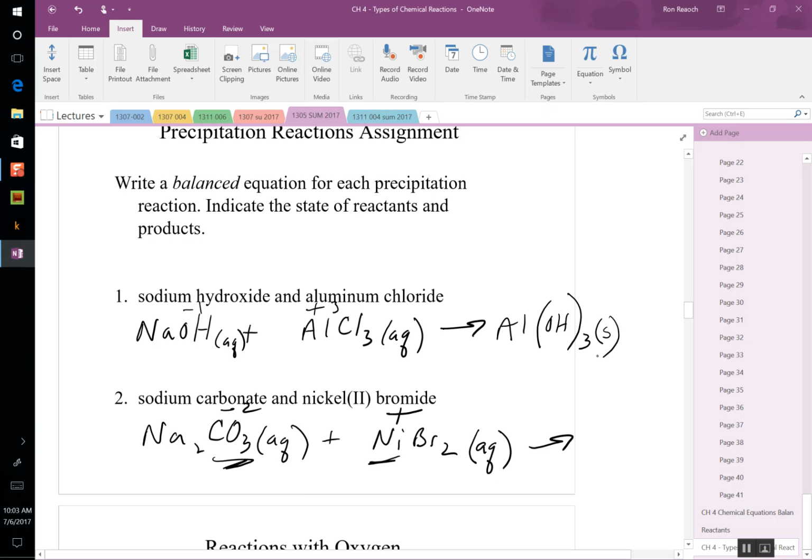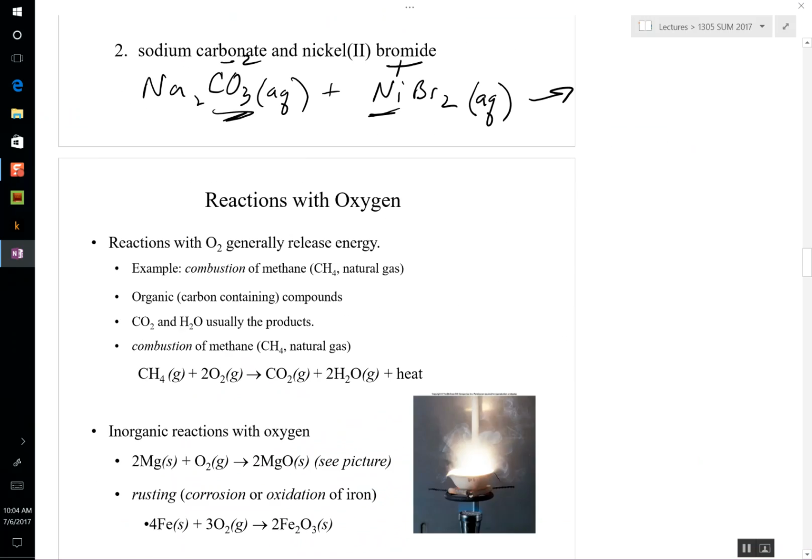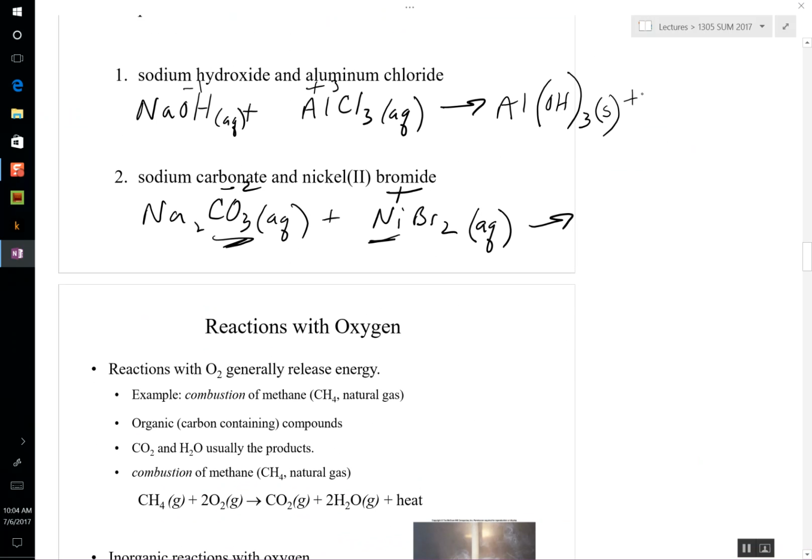That's a precipitate. Now the other ions, what are the other two ions there? If I got my aluminum and my hydroxide, what else? How do I finish that equation? Sodium chloride. And what do I put after it? Soluble. So I put an AQ.